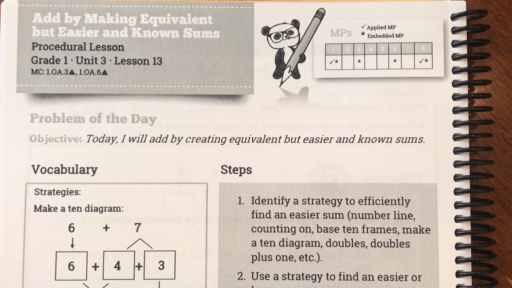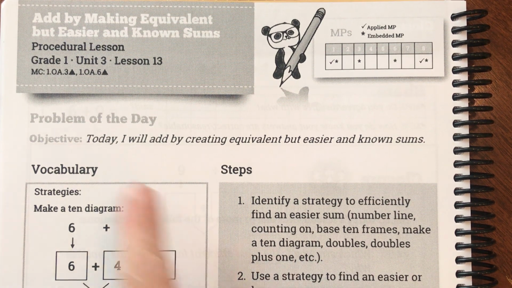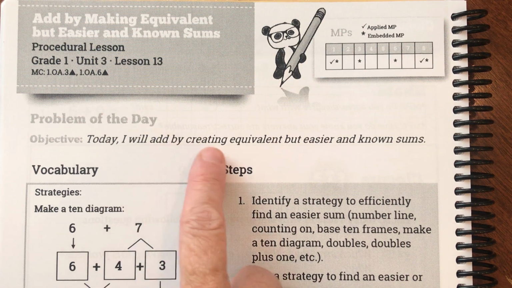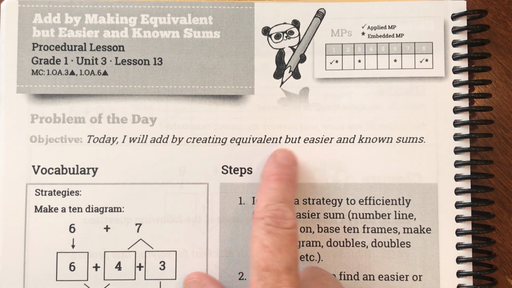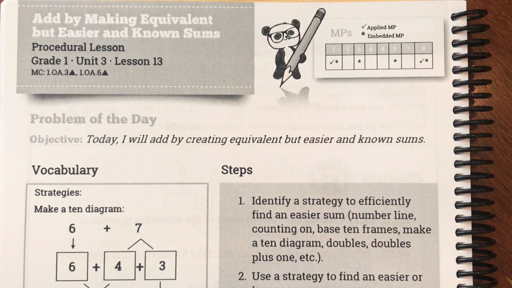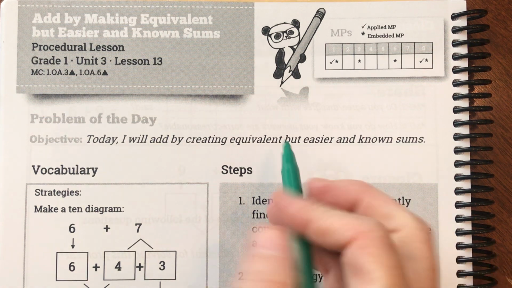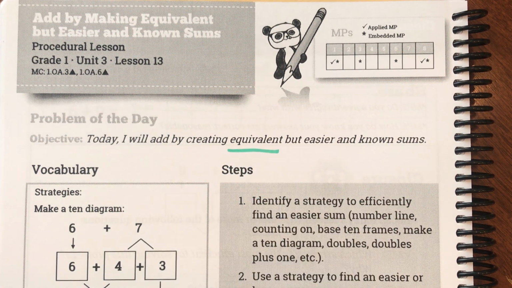Today we are on page 211, and our objective is: today I will add by creating equivalent but easier and known sums. So yesterday we talked about this word equivalent, and we talked about that we might have an expression that looks different, but it has the same value. So that's what we're going to be practicing today.